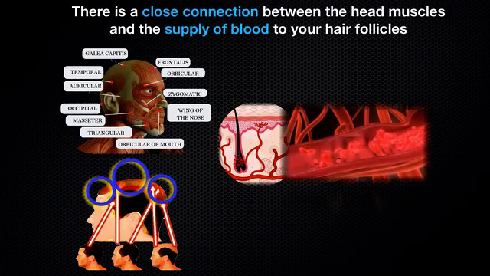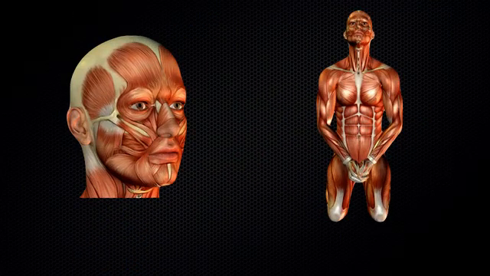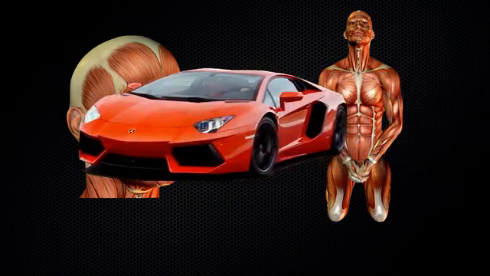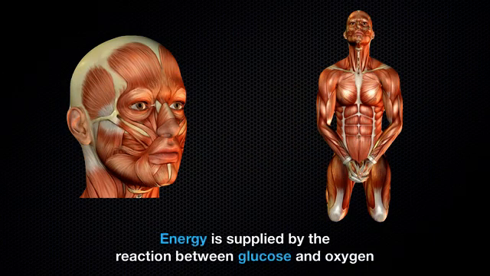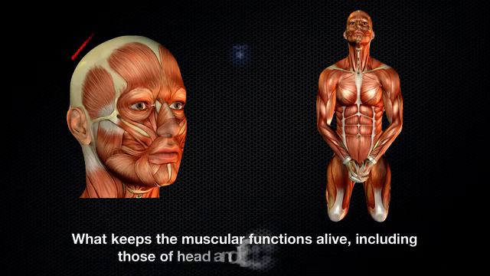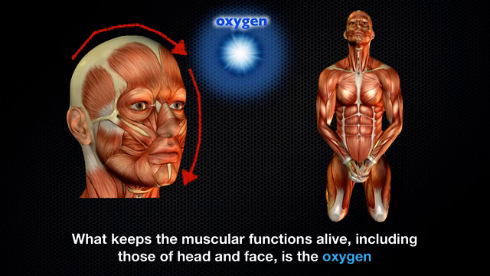Remember, like I said before, in order to contract, the muscles need energy, just like a car needs gas. The fuel to produce this energy is supplied by the reaction between glucose and oxygen, which the bloodstream then transports to each cell. If the muscles cannot burn the glucose, lactic acid is formed. This produces a tightening and makes it sore. The solution to eliminate this substance is to bring more oxygen to the muscle so that it can completely burn the glucose. So what really keeps muscles, including those of the head and the face, is the oxygen.